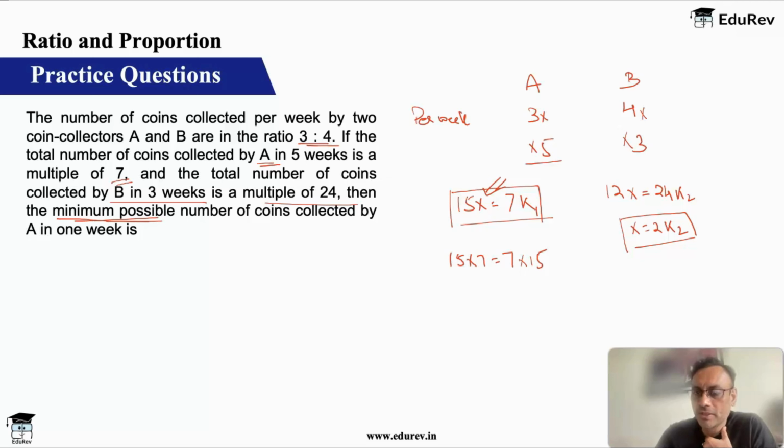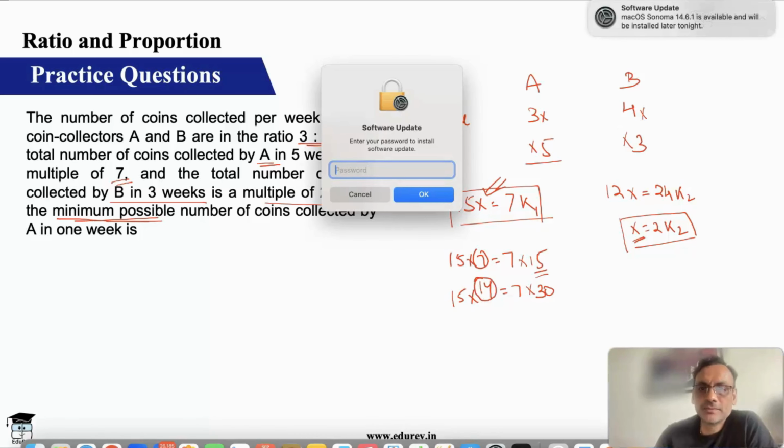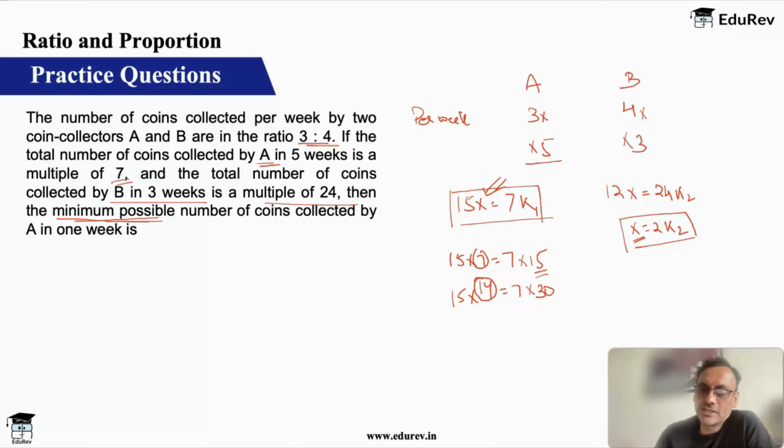But you will see a problem here. You can see here that x is equal to 2k2. That means x has to be an even number. So 7 won't work. You will have to take it minimum of 14. So 15 into 14 will be 7 into 30, k1 also gets doubled. So x would have been 7 had an odd number been allowed, but x clearly has to be 2k2, so it has to be an even number. So minimum value of x is going to be 14.